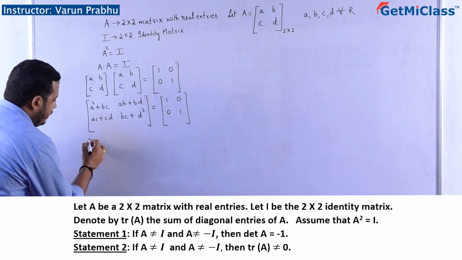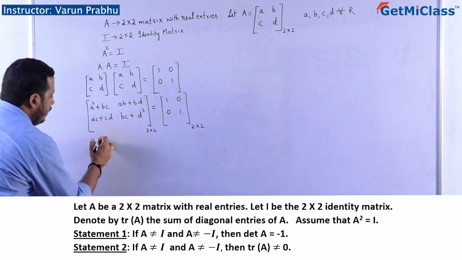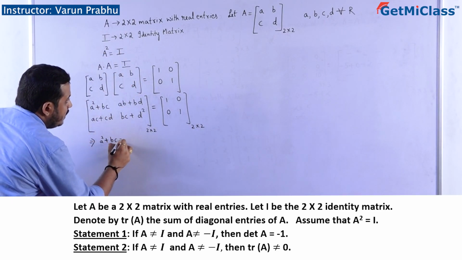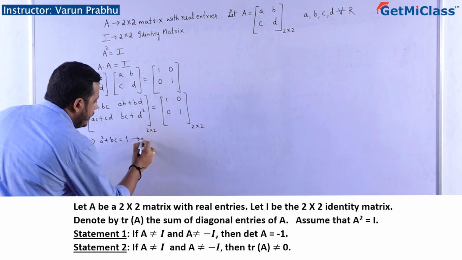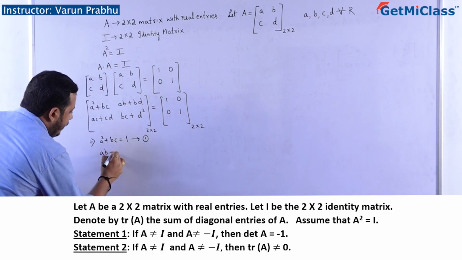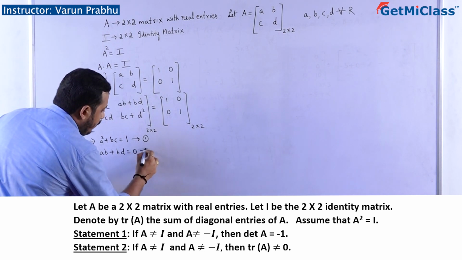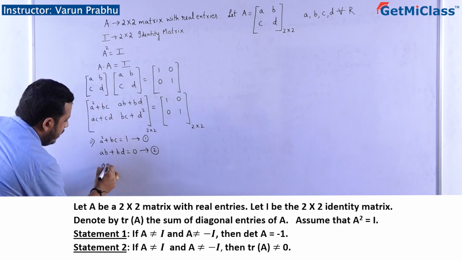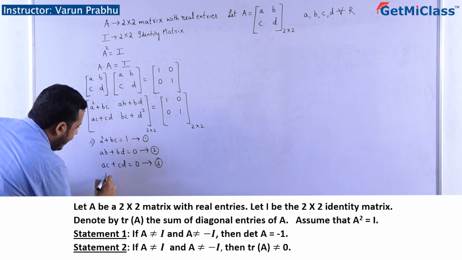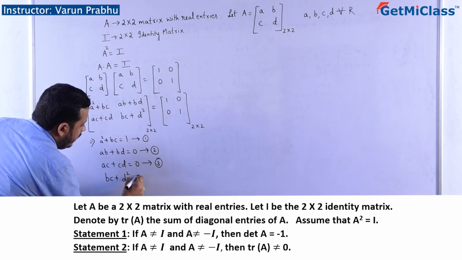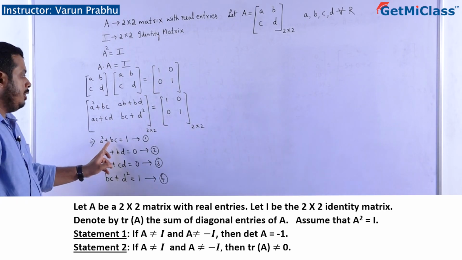Now I can write like this. This implies to me that because this is a 2 cross 2 matrix here, this is a 2 cross 2 matrix here, I can write a square plus bc is equal to 1. Is it not? I can write this as equation number 1. ab plus bd is equal to 0, this is equation number 2. And I can write here ac plus cd is equal to 0. This is equation number 3. And bc plus d square, that is also equal to 1. This is equation number 4. Do you get it?